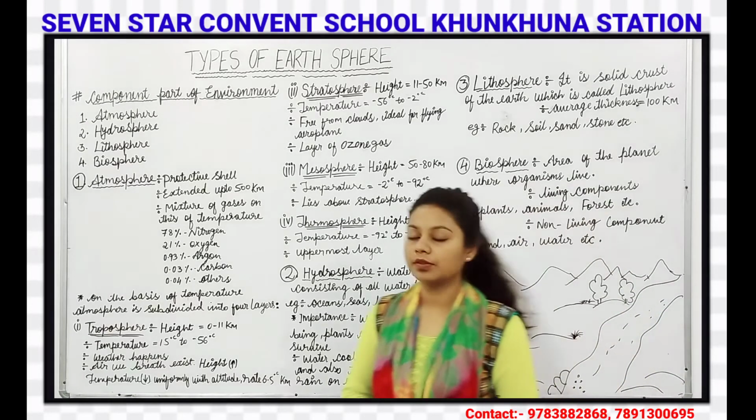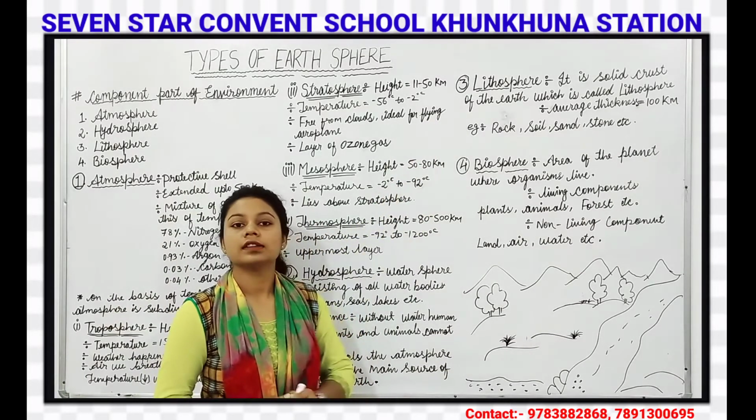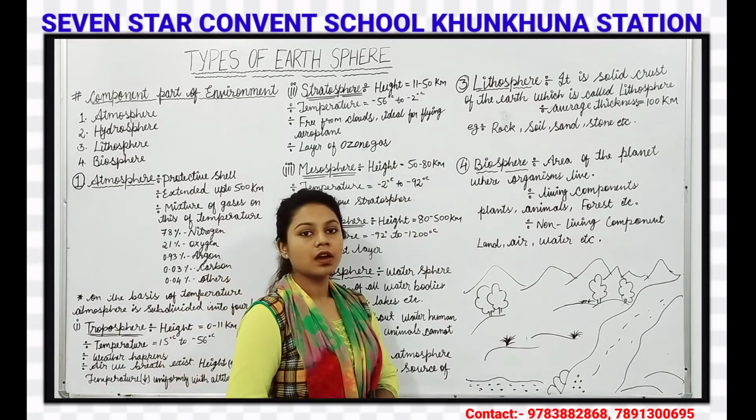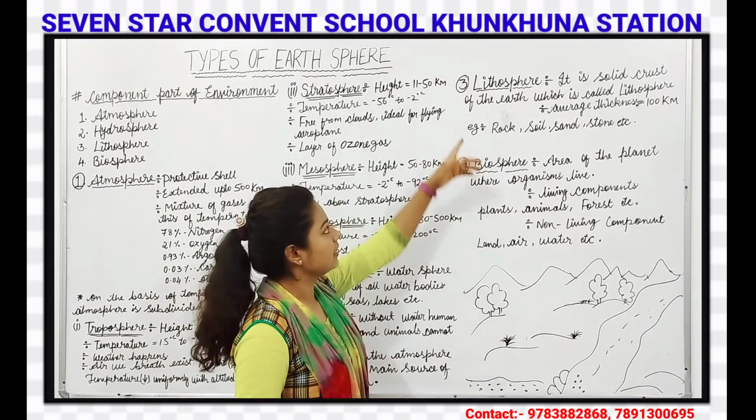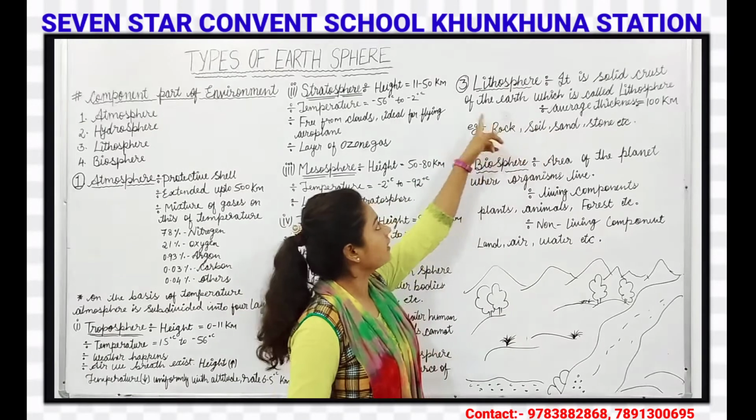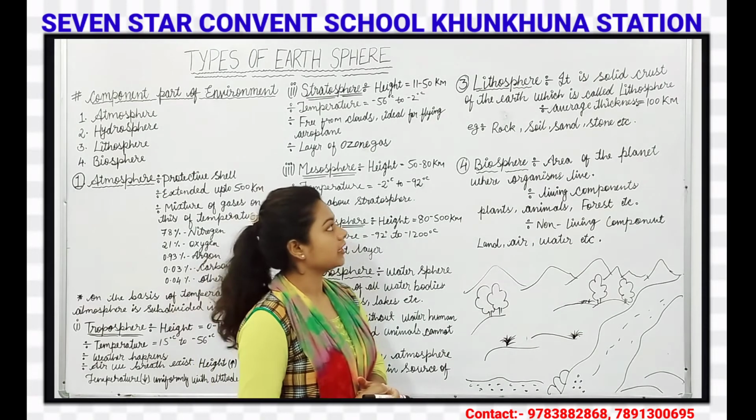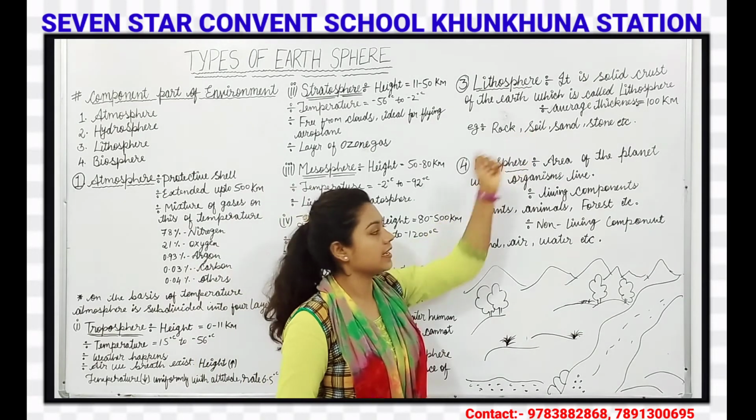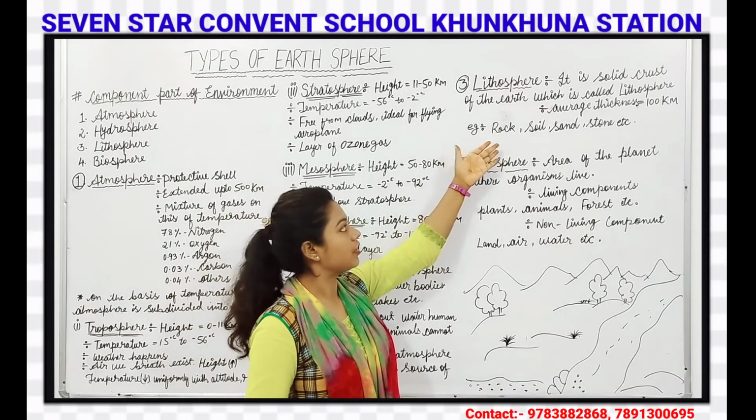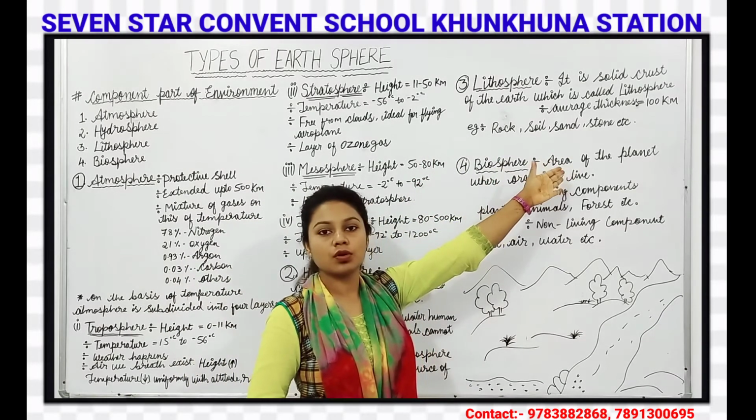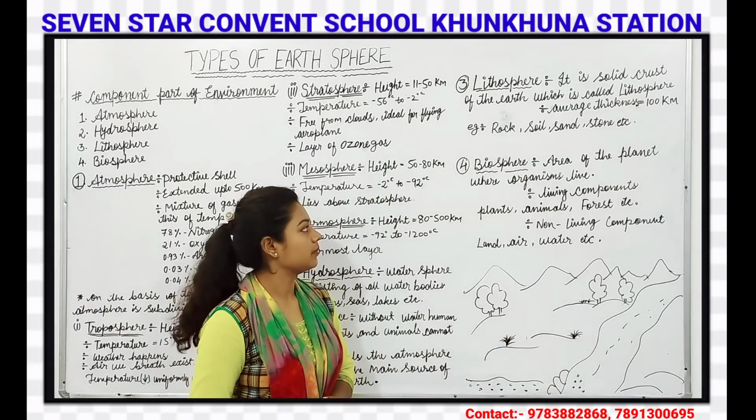Next we will talk about the lithosphere, the third part of the earth sphere. This lithosphere is the solid crust of the earth. Here we talk about the land. The average thickness is about 100 kilometer. In the lithosphere we can find rock, soil, sand, stone and minerals.